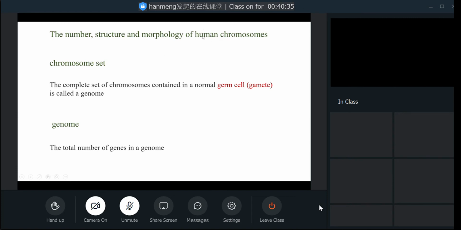Next, we will see the structure and morphology of human chromosomes. Here we should know two phrases. One is the chromosome set. What is a chromosome set? It is a complete set of chromosomes contained in a normal germ cell. It's called a genome.